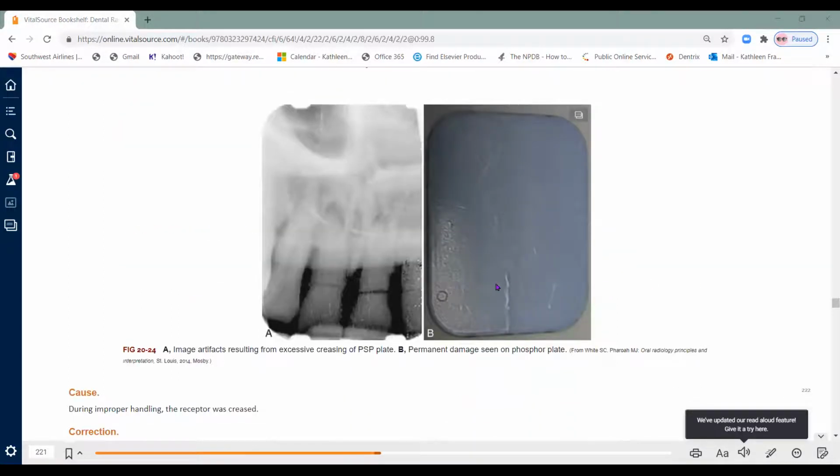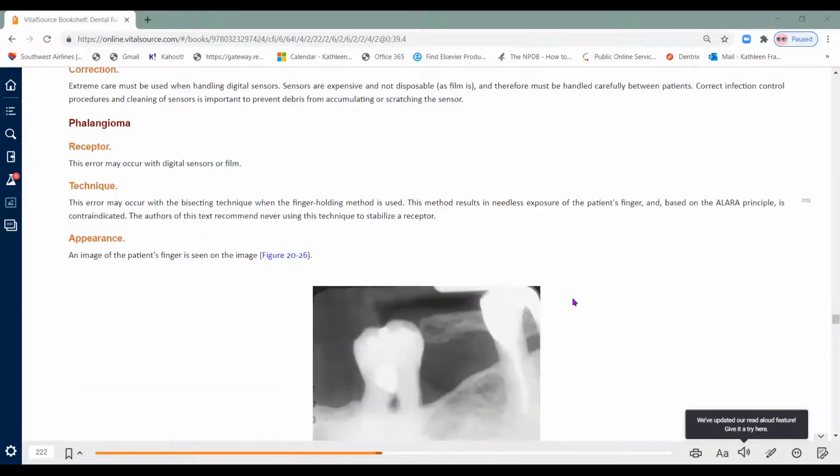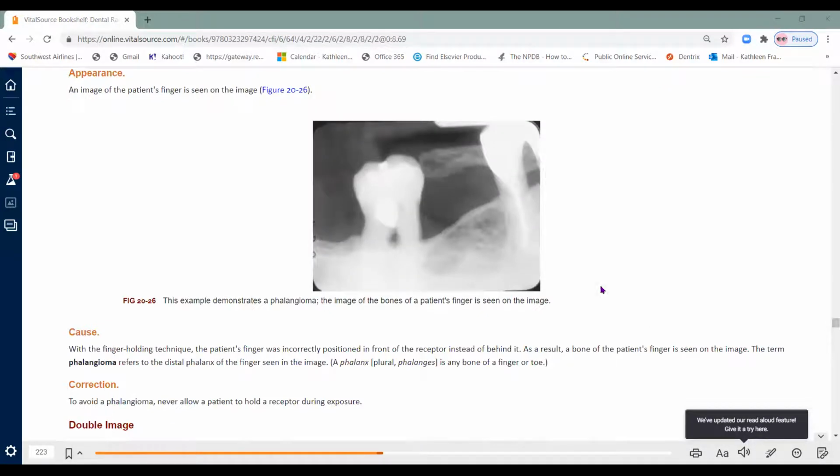This is damage to the digital plate. This is just debris that's on there. They're artifacts that are on there. You can see here, this is a finger. Okay, this is a phalange that's showing. I do not know how this happened, but I don't think it can actually happen in real life because that means that your finger would have to be on the wrong side of the film, right? If it goes behind the film, there's lead foil that would stop your finger being seen. So I think this is a Photoshop picture.